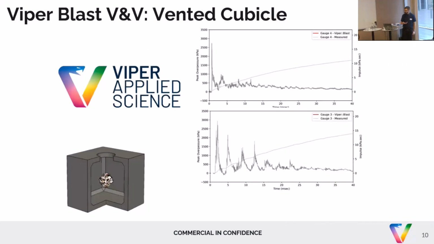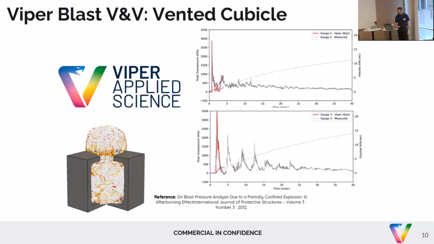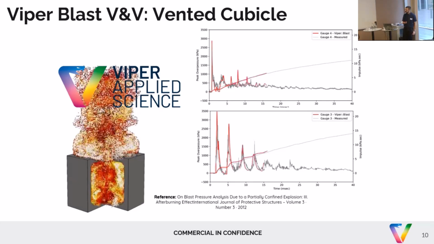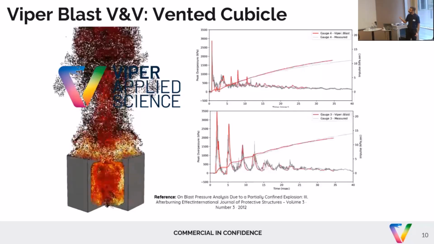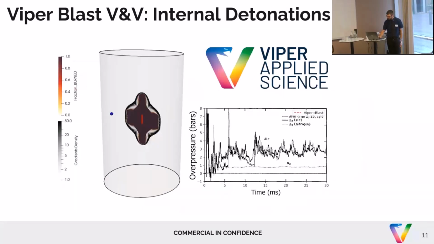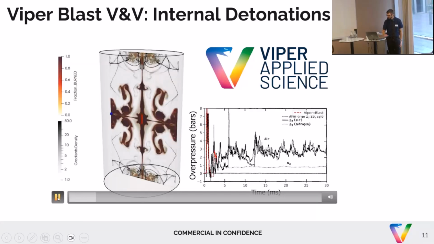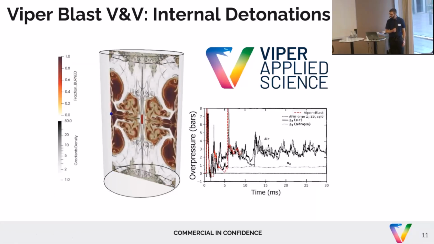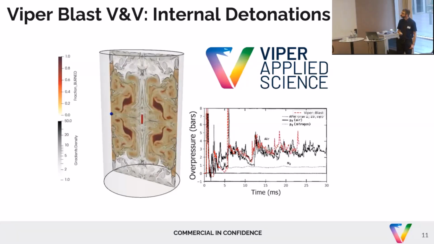So this code has been available for a while now, and we have done a lot of verification with it. So here is a vented chamber, and we can see that our numerical data does a very good job at reproducing the experimental results. And here we have an explosion in a confined container. And again, we do quite well in reproducing the experimental results.